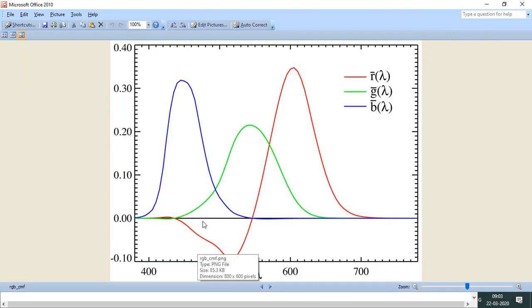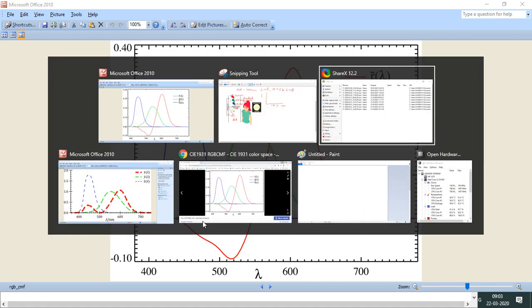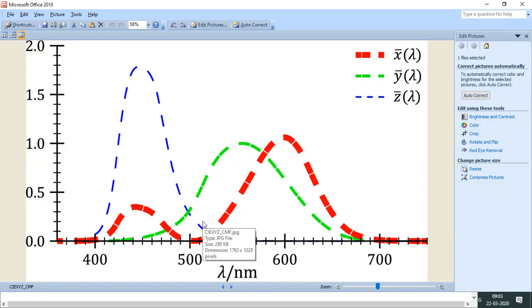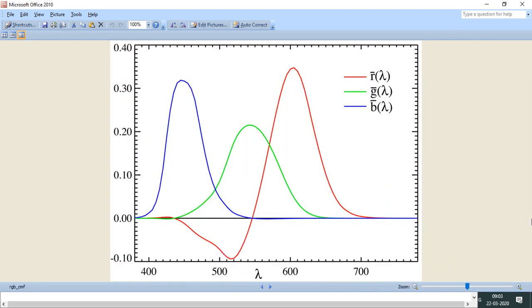As I told you, this is quite difficult to design, so what the scientists at the time did, they applied a very neat trick. They converted all these curves that were obtained. Okay, I didn't mention this: these blue, green and red curves came to be known as the CIE RGB color matching functions. Why color matching function?